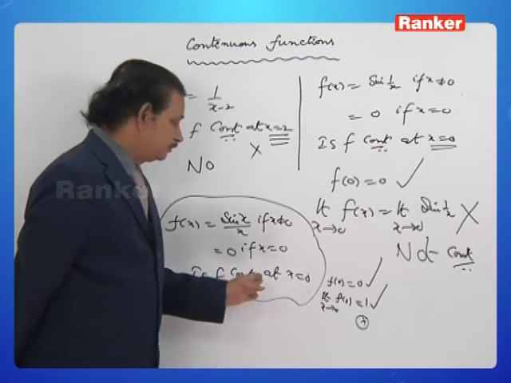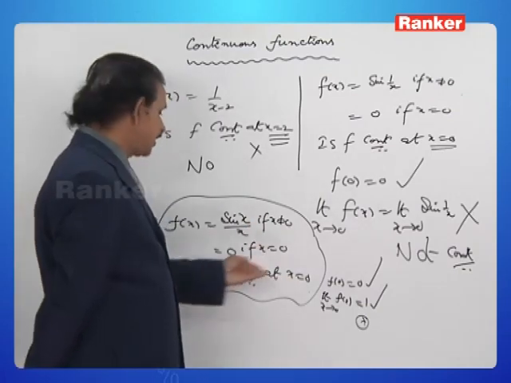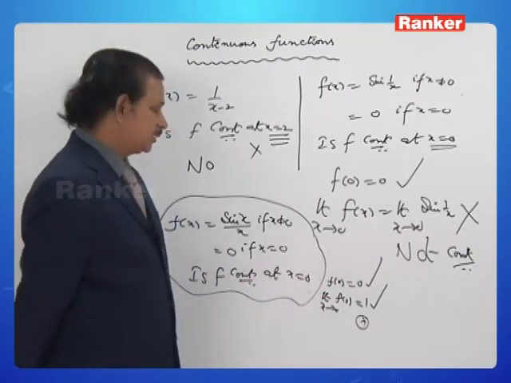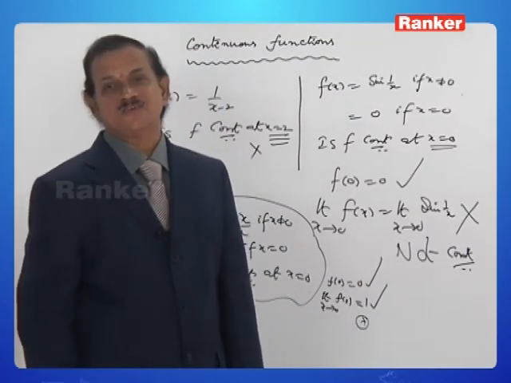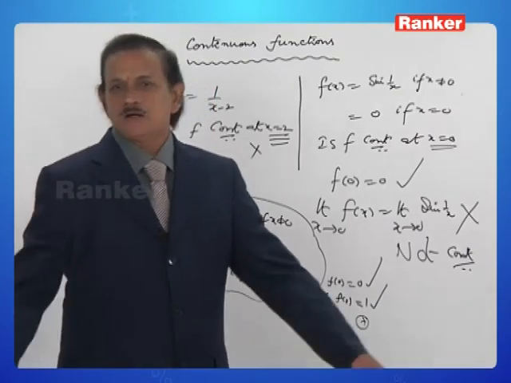And here the first condition is okay, f(0) is defined. The second condition is okay, the limit of f(x) as x tends to 0 exists and is 1. But the third condition fails. So it is discontinuous at x = a. So for x = 0, it is discontinuous or not continuous.